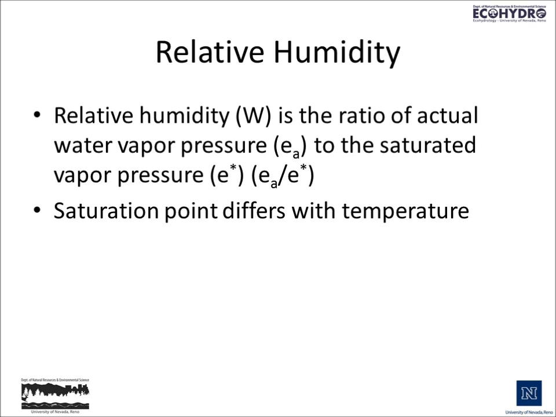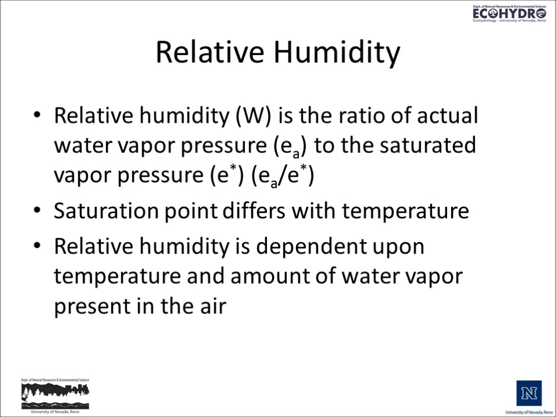The saturation point for an air mass differs with temperature, and relative humidity at 100% represents a saturated air mass. That's as much water vapor as an air mass can hold, or an air volume can hold, at a given temperature. Relative humidity is dependent upon temperature and the amount of water vapor present in the air.